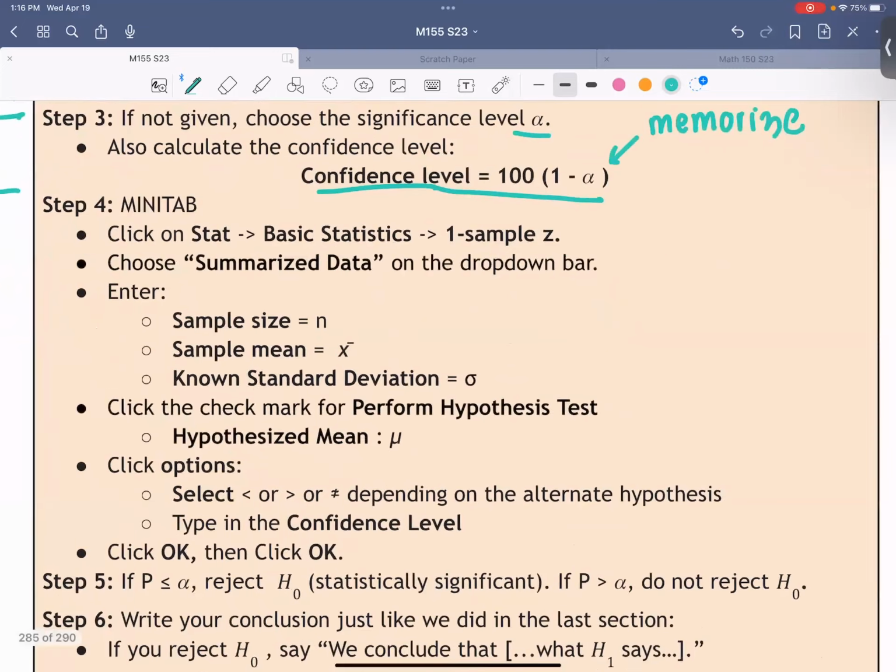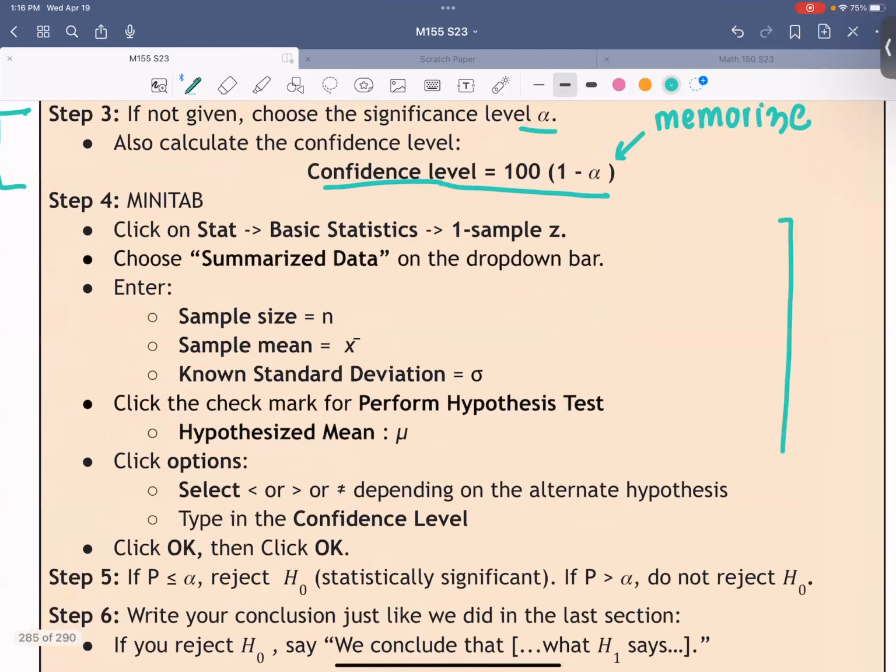Step 4 is Minitab. Now I know a lot of you hate Minitab because of the probability section. I promise you, using Minitab is so much easier than doing these questions by hand. I know some other classes make you do this by hand. Hannah, did you have to do this by hand? Okay, was it hard?